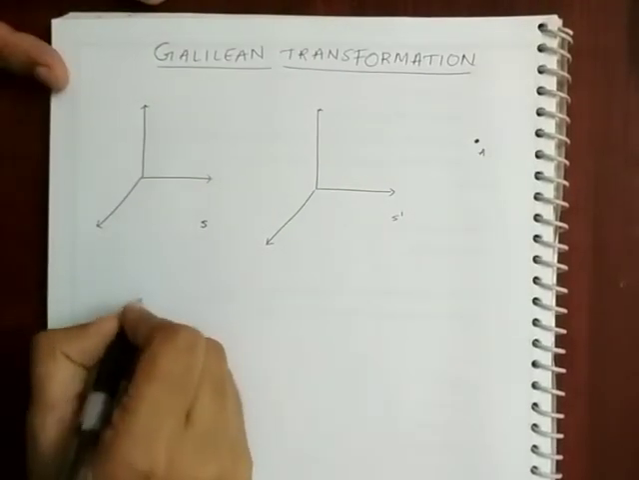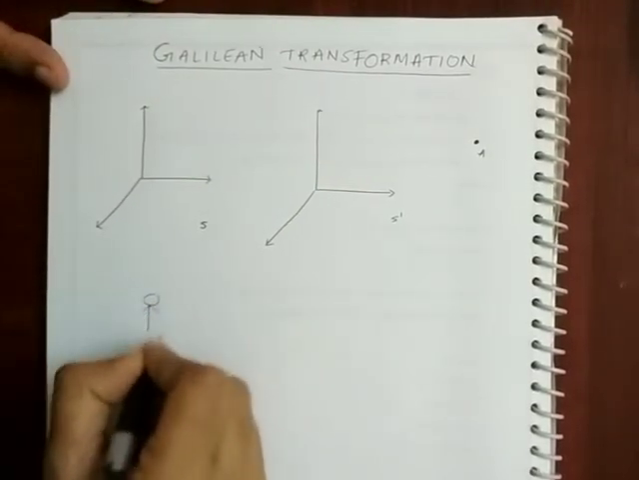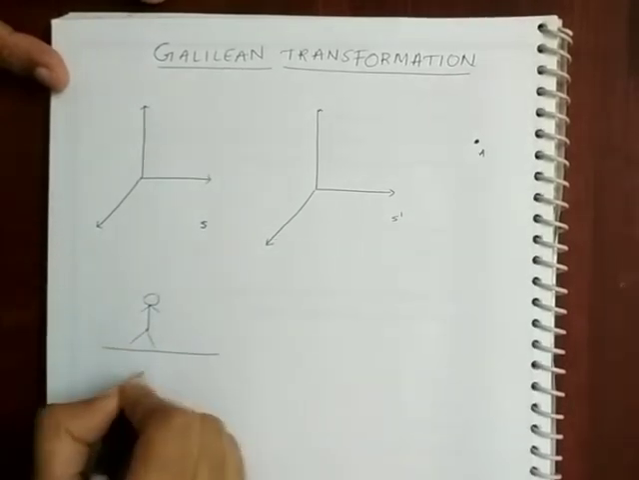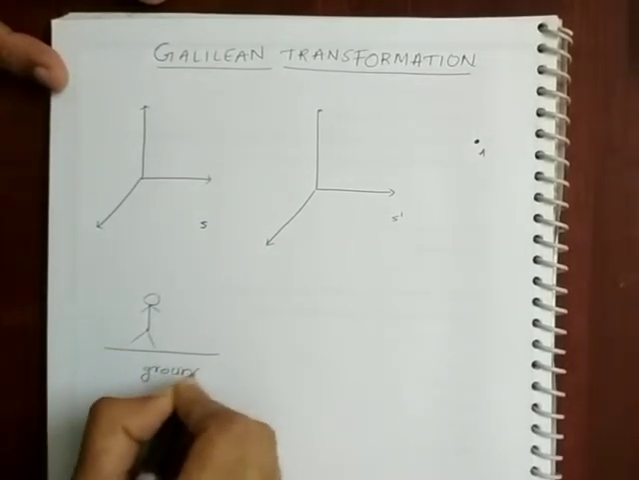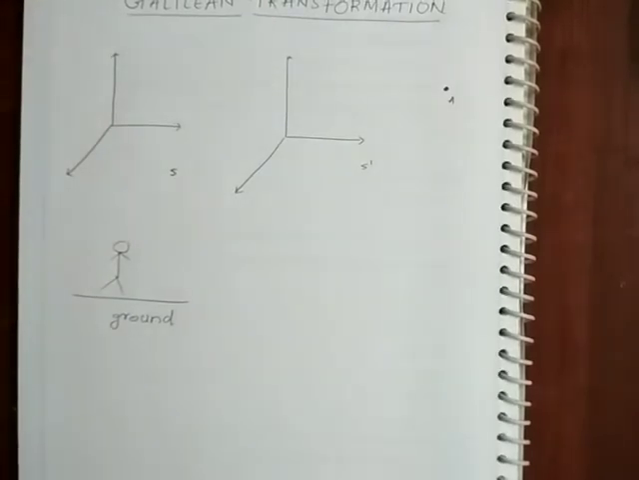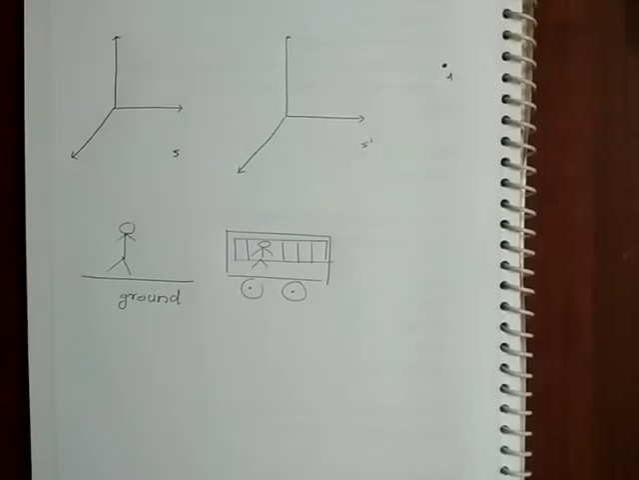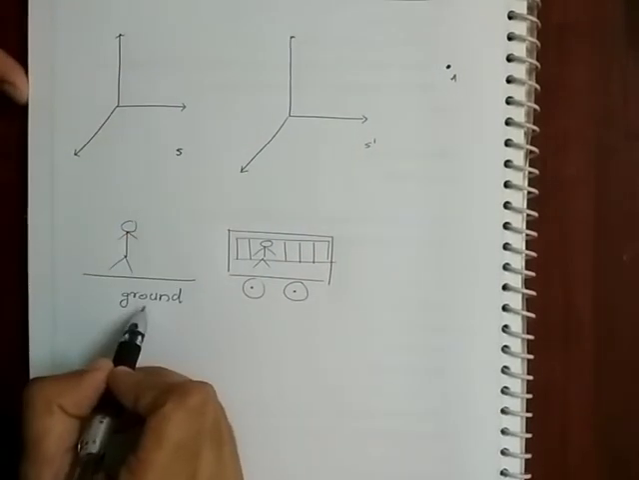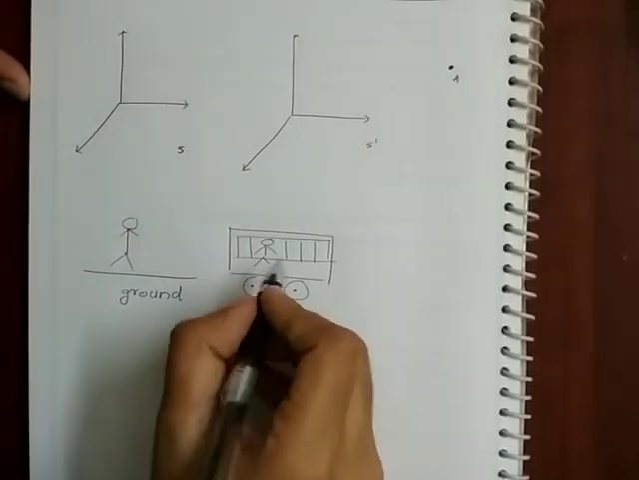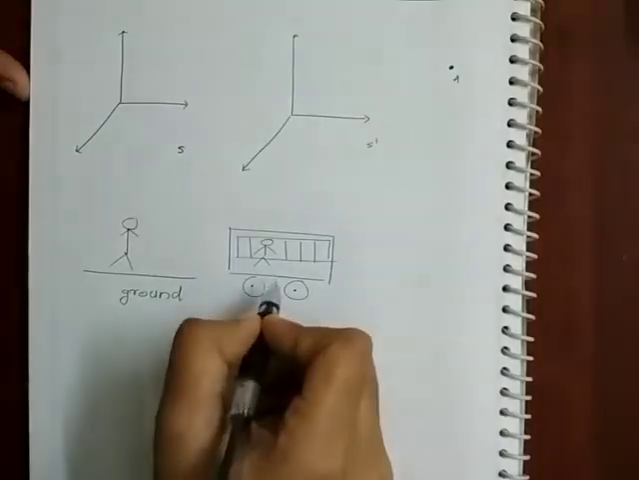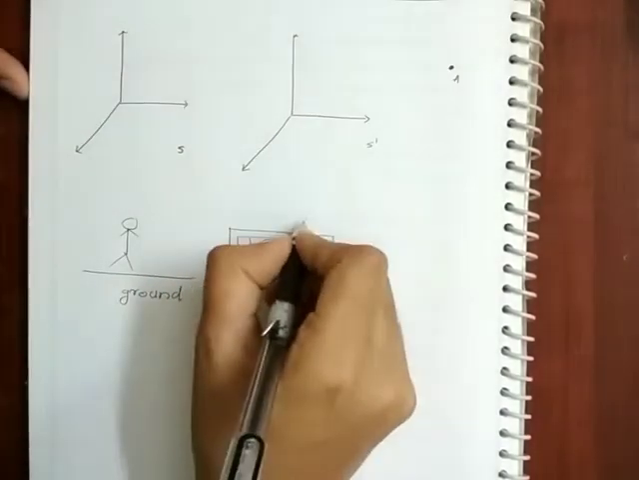Suppose you are standing on the ground. So you are standing on the ground and another person is sitting inside a bus. Now let S be the first frame of reference, which is the ground, and for this person let S prime be the second frame of reference, that is the bus.